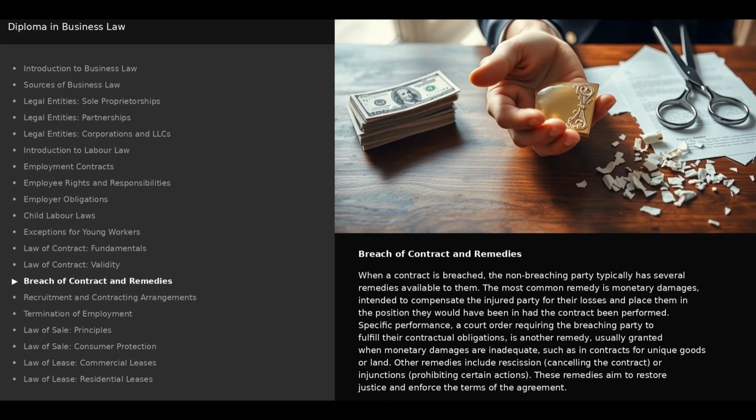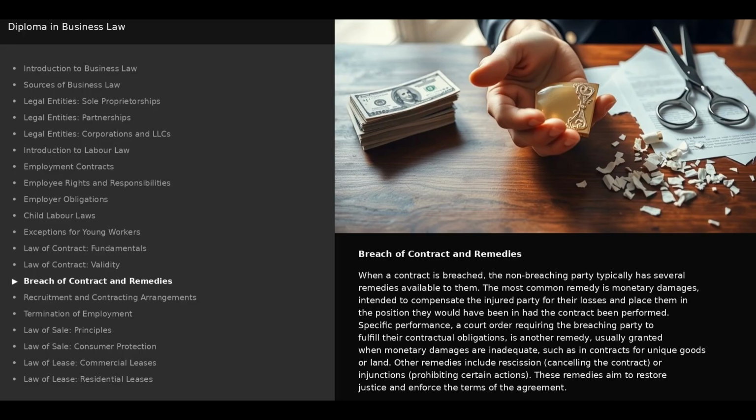When a contract is breached, the non-breaching party typically has several remedies available to them. The most common remedy is monetary damages, intended to compensate the injured party for their losses and place them in the position they would have been in had the contract been performed.